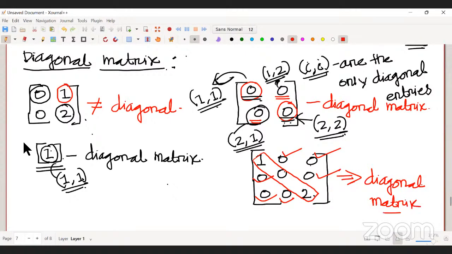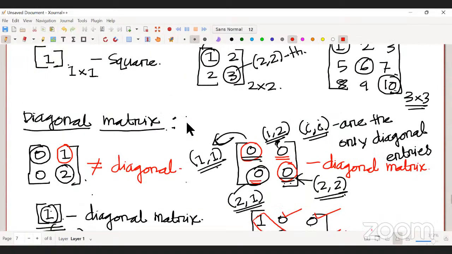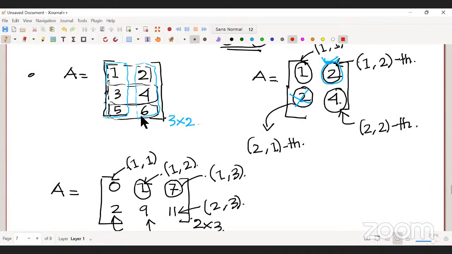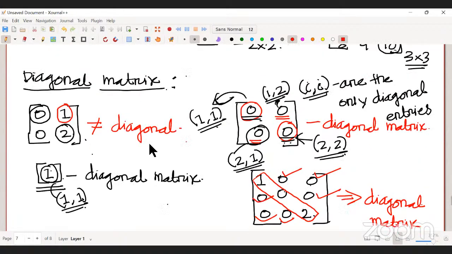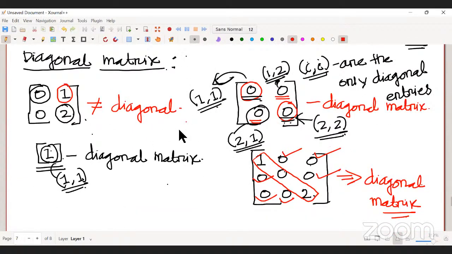Clear? So now you can differentiate between diagonal and non-diagonal. Please repeat it once more. Sorry? I can't hear you. Please repeat the last one. It's not audible. Can you repeat it? The last diagonal matrix, how can it be a diagonal matrix? No, I explained it, right? No, this last one: 1 0 0, 0 0 0, 0 0 2.